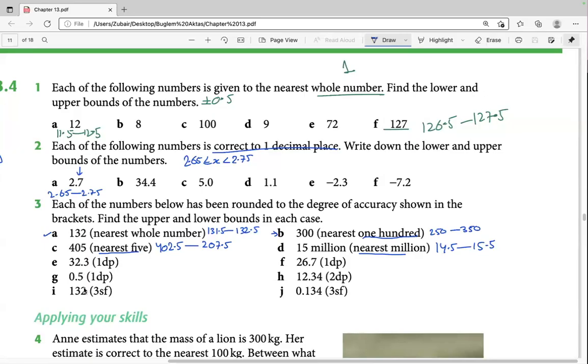32.3, one decimal place. 31.8 to 32.8. 31.25 to 32.35. Sorry, this is 32.25.